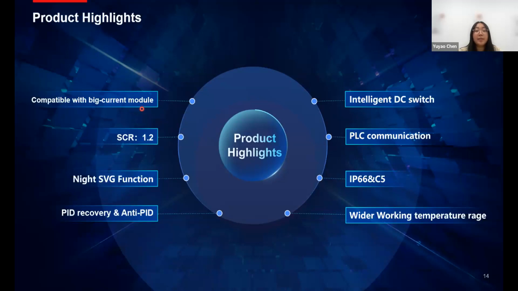And then we have SAR, lower SAR. We can have reactive power generation during the night. We can do the PID solutions. We have an optional intelligence like DC switch. We have HPLC communication, which is faster. We have a protection level at IP66 and C5 for the corrosion level. And then we have a better temperature derating performance.